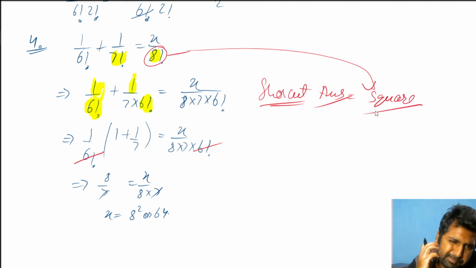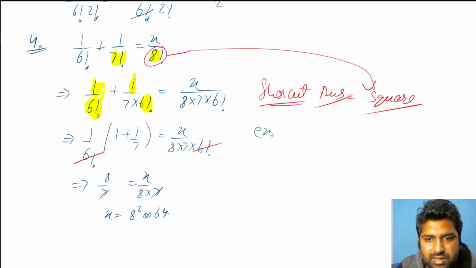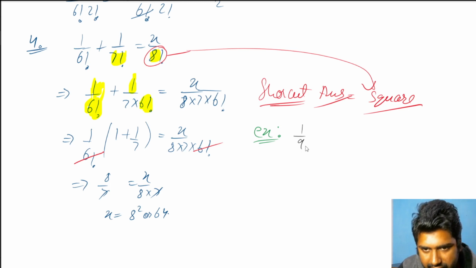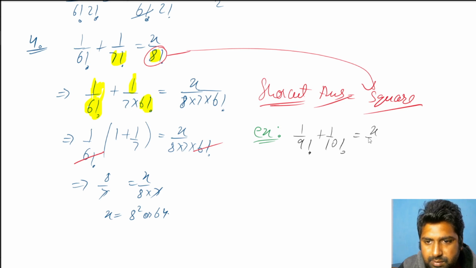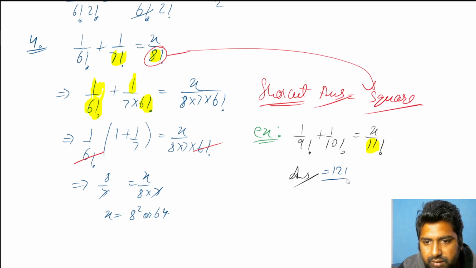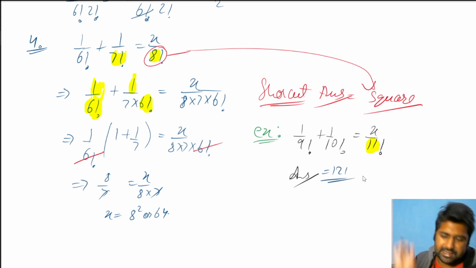Always. Okay, I'll give you one example as a question. Just apply the shortcut and solve it. The question goes like this. 1 upon 9 factorial plus 1 upon 10 factorial is equal to x upon 11 factorial. So answer directly, now you know. Answer is square of the number that is below x, that's 121. As straightforward as it can be.